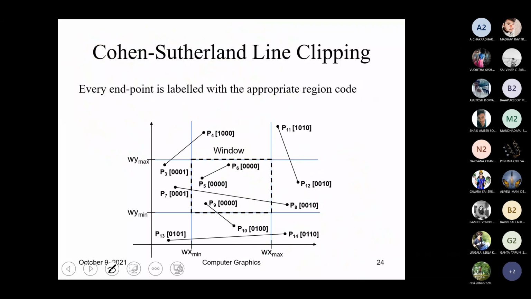See here. In this region, every endpoint is labeled with the appropriate region code. You can see there are certain codes for each region, right or not? Each line will have a certain code at its end points. So consider this line. This end is inside this region, and this end is inside this region. So each line's end points will be in some separate regions, right?